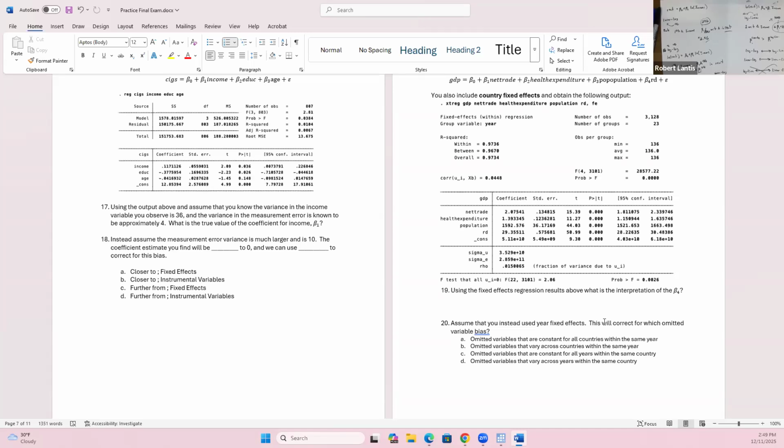So the output would look basically the same, right? It would here. It's just that I'd be setting it up differently in my panel data set so that it included year fixed effects as opposed to country. And I would tell you in the problem, right? Here I'm telling you it's country fixed effects. I would change this to instead year fixed effects, so you know what fixed effects are being included.